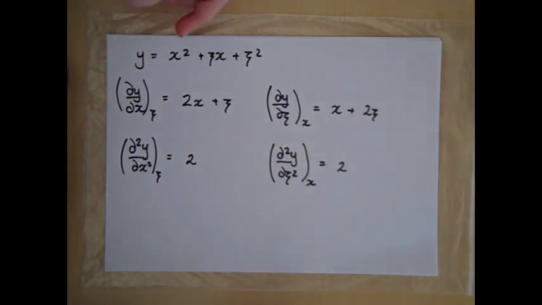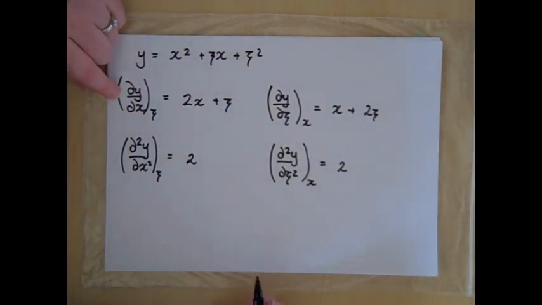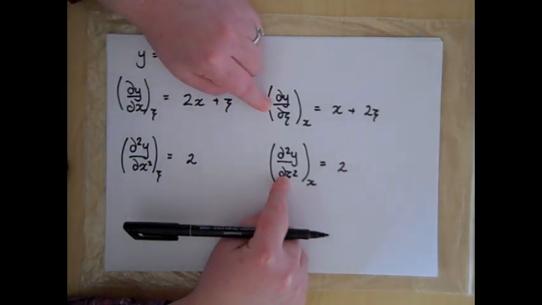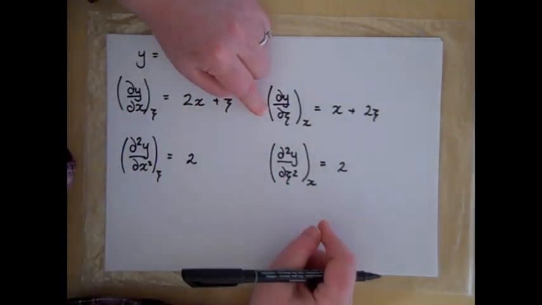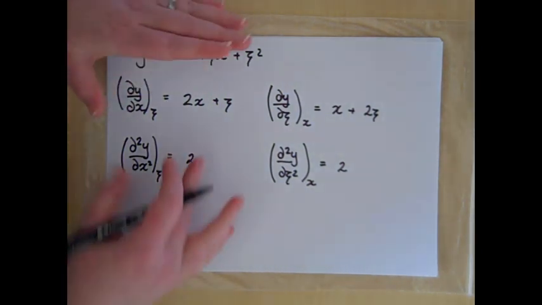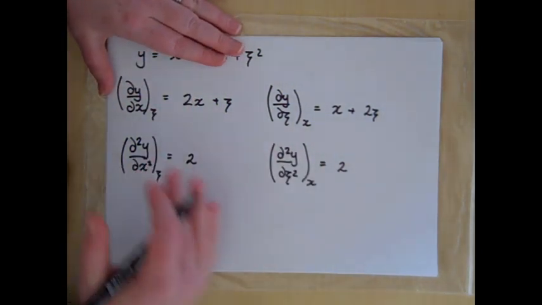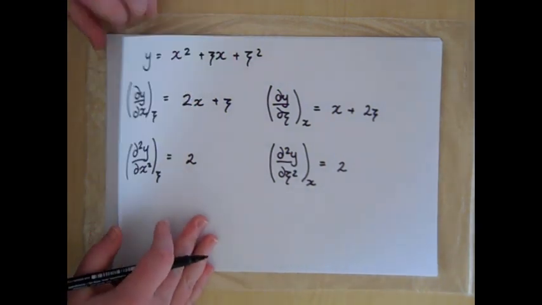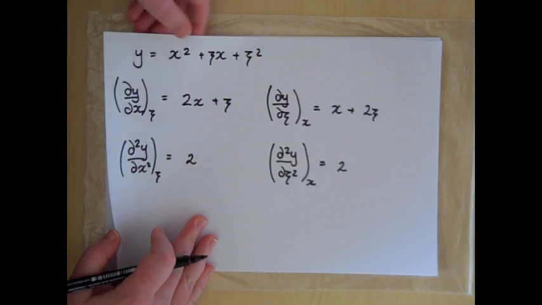The final one that I could do is differentiate dy by dx with respect to z, or differentiate dy by dz with respect to x. I'm going to do that on a slightly more difficult example so that we can see that in action a little bit more.